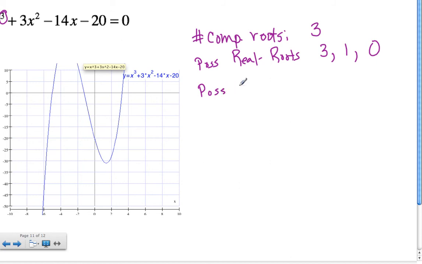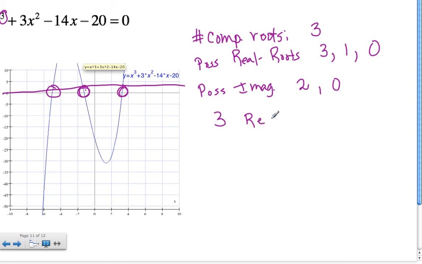The possible imaginary roots, because imaginary roots have to come in pairs, are only going to be 2 or 0. If I look at my graph, here's my x-axis, which I kind of missed there. But this graph crossed in 3 places, so I know this graph actually has 3 real roots.